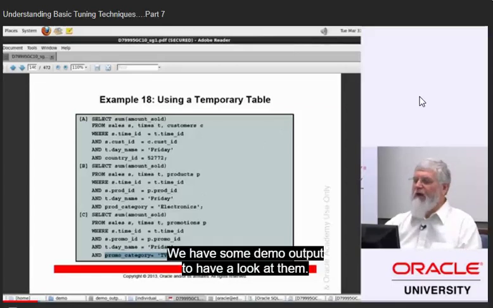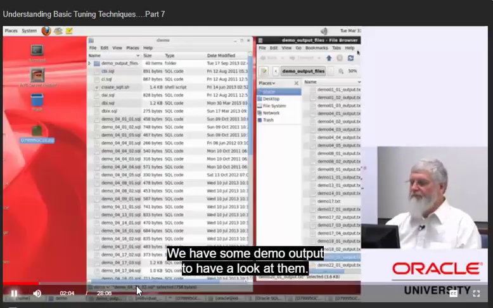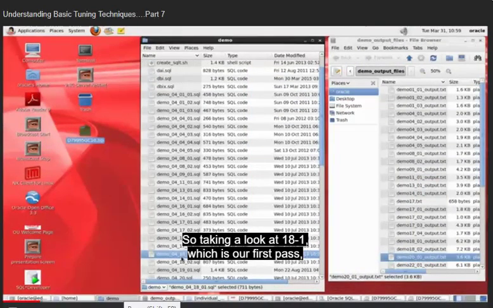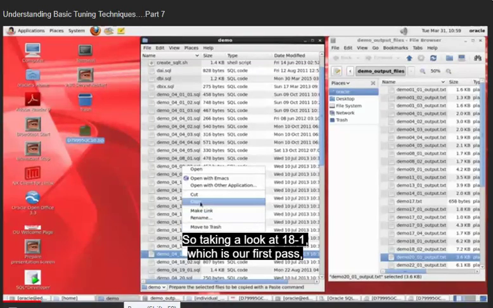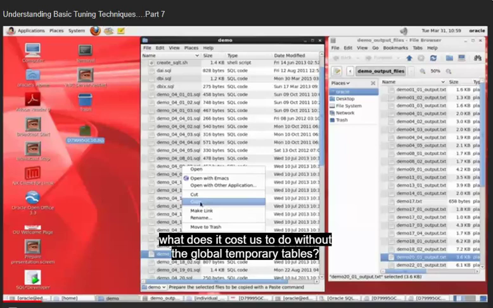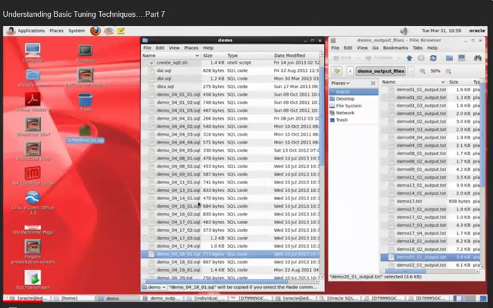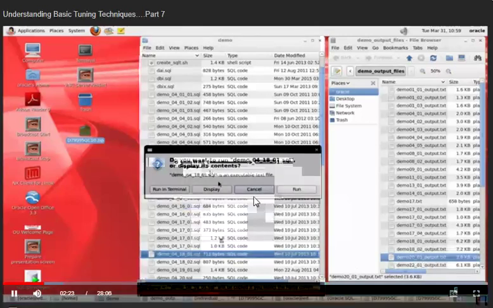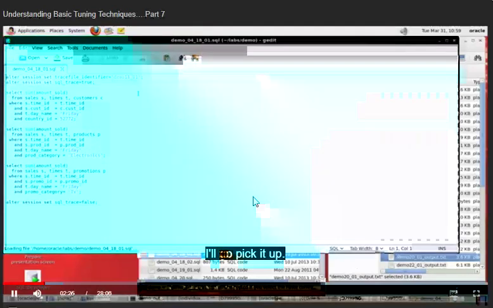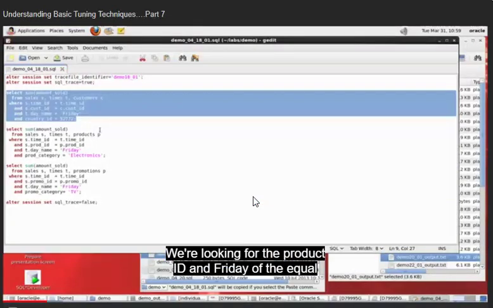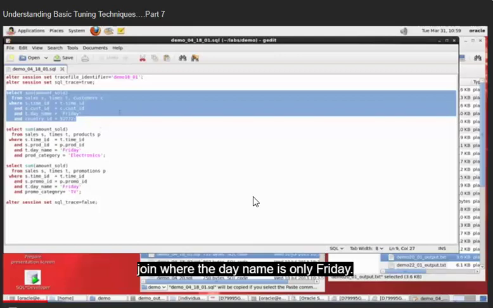So taking a look at 18.1, which is our first pass, what did it cost us to do these without the global temporary tables? So we go through and do an example of just executing the queries the way they were originally written. We're looking for the product ID and Friday of the equal join where the day name is only Friday. Then we do the second query, which we showed on the board in the third one, so nothing new there. And we have a look at the output just to see how they actually performed.